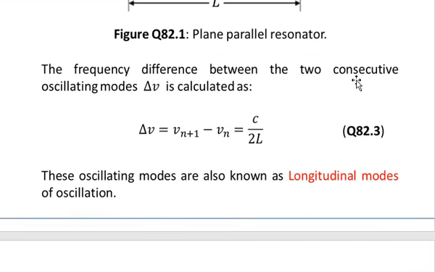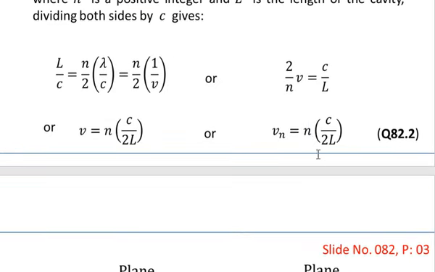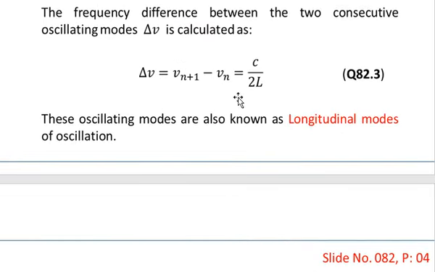The frequency difference between two consecutive oscillating modes, delta nu, is calculated as delta nu is equal to the frequency nu_(n+1) minus the frequency nu_n. If you substitute these two values from equation number 2, you will get c over 2L. So delta nu, the frequency difference between two consecutive modes, is equal to c over 2L, which is constant and depends upon the velocity of light and also upon the length of the cavity.